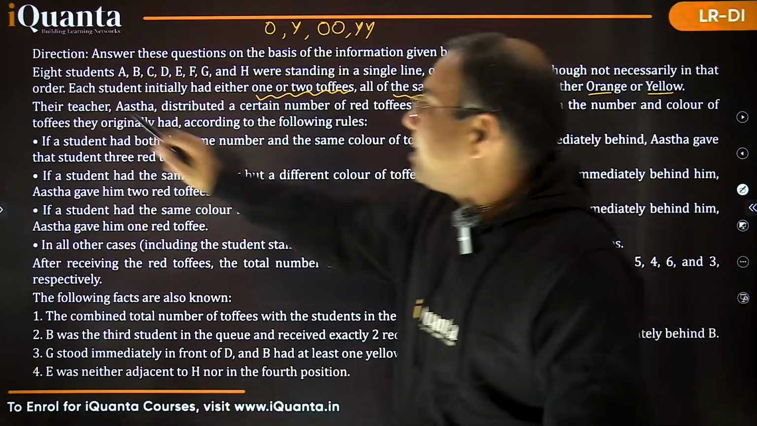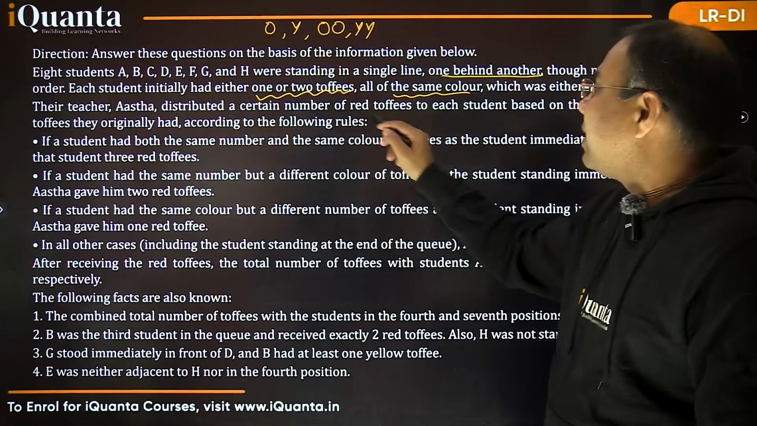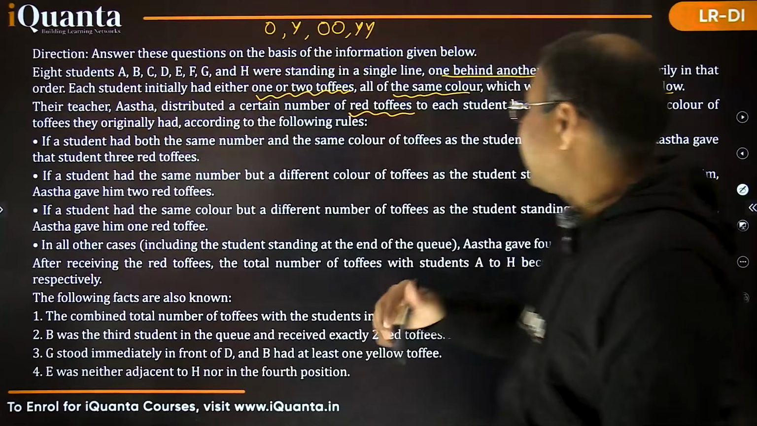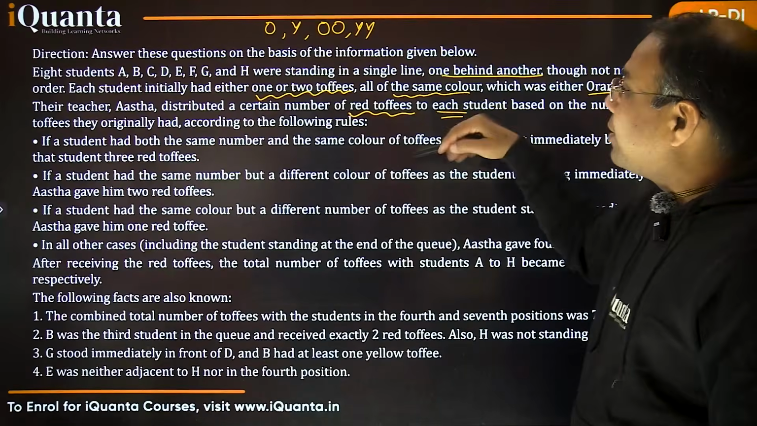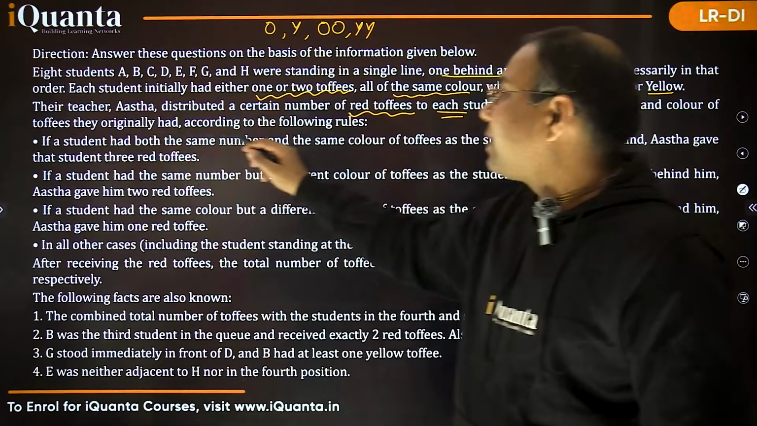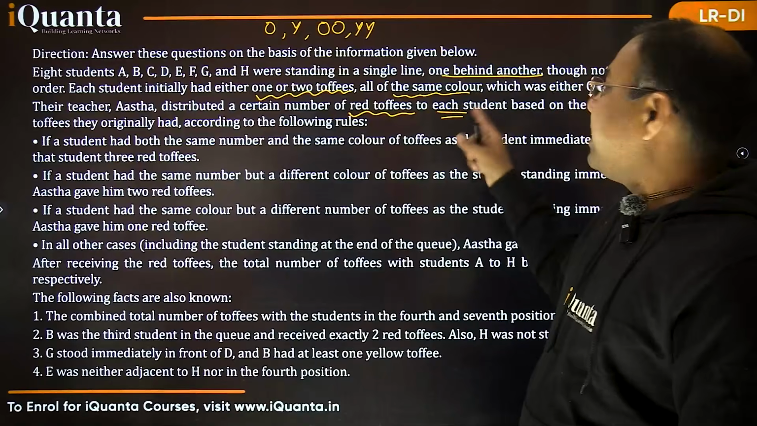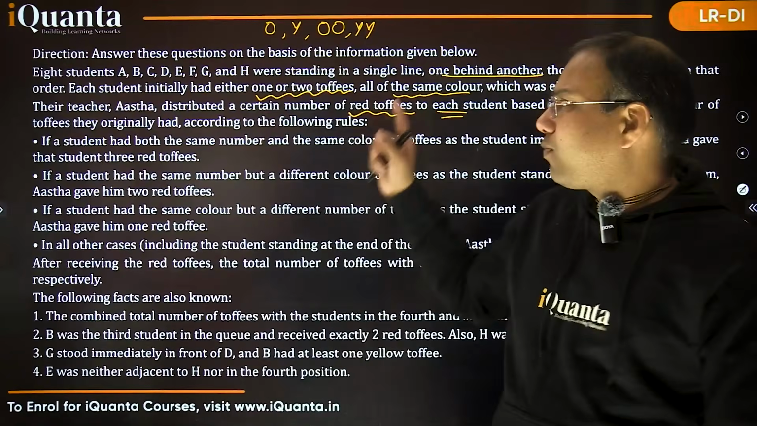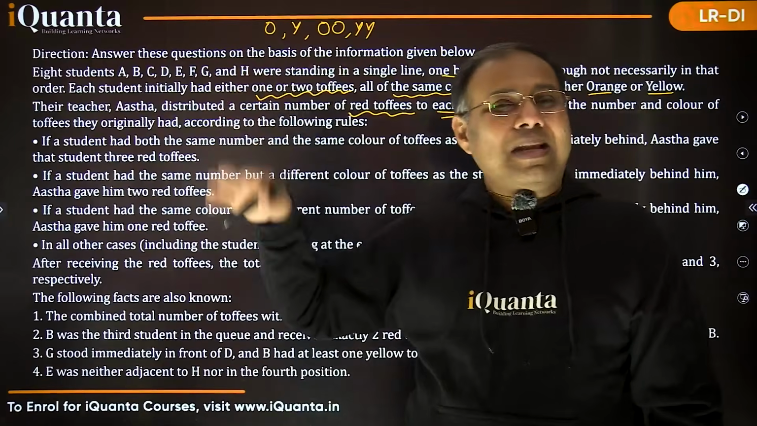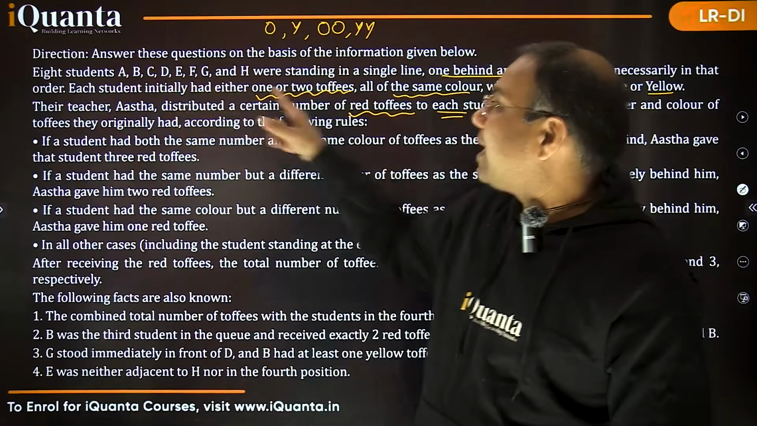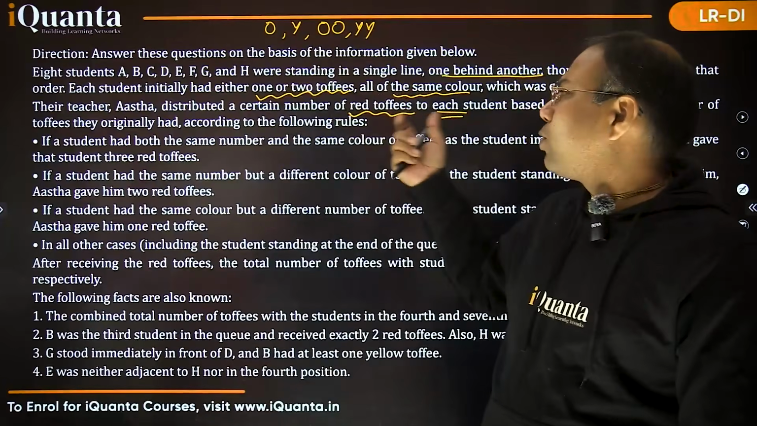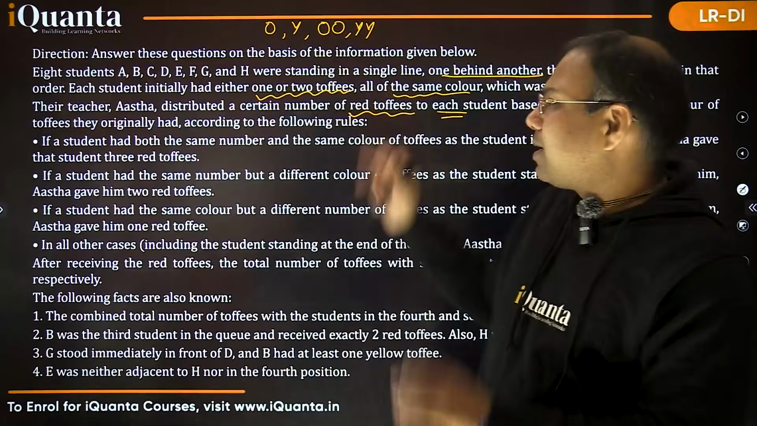Let's move further. Their teacher Astha distributed a certain number of red trophies. Okay, so extra red trophies are being distributed by the teacher Astha to each student. Okay, so everyone is going to receive something based on the number and color of trophies they originally had according to the following rules. Each student is going to get a certain number of red trophies based on the following rules, whatever has been discussed further. And so that means their number of trophies is going to be increased, right? Initially, everyone had exactly 1 or 2, right? And now they are also going to get something. So, okay, that's what has been mentioned so far.